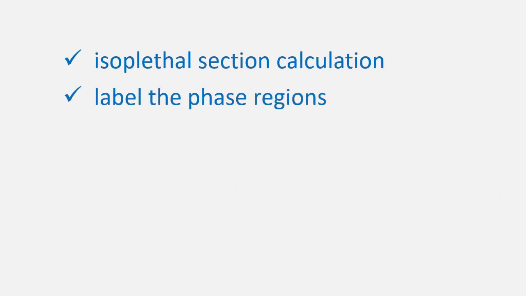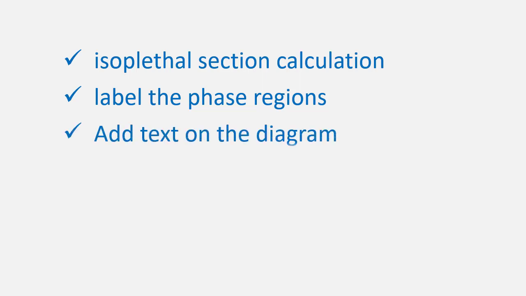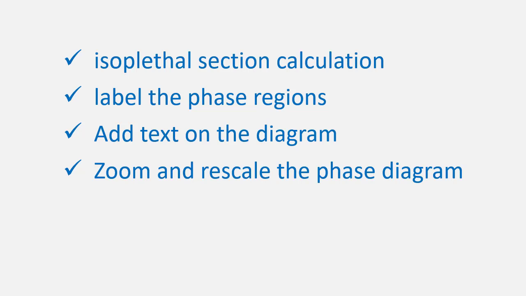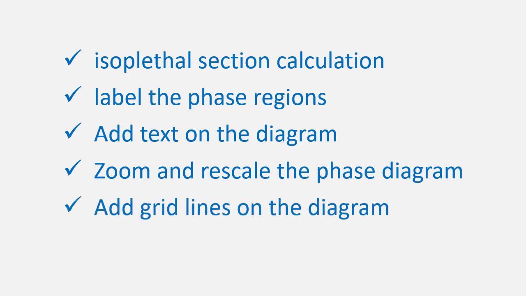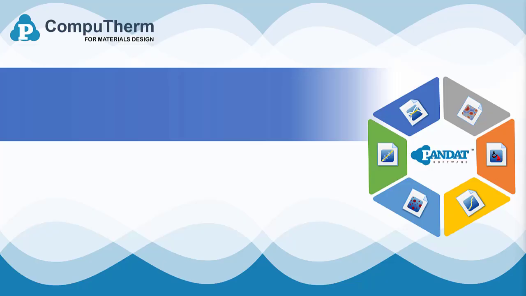From this video, you learn how to calculate an isoplethal section. Label the phase regions. Add text on the diagram. Zoom and rescale the phase diagram. Add grid lines on the diagram. That's all for this video.